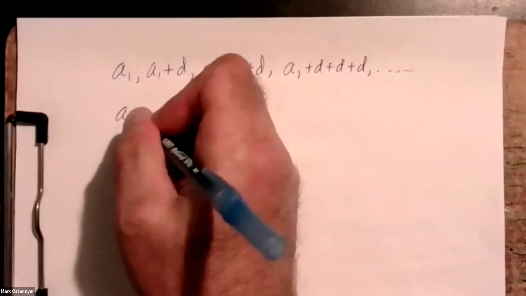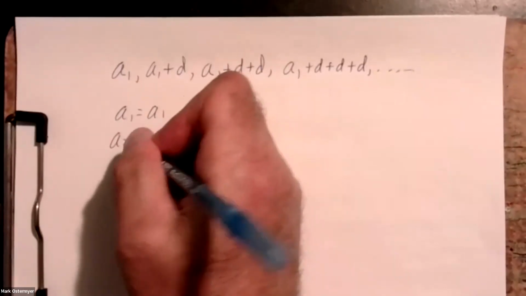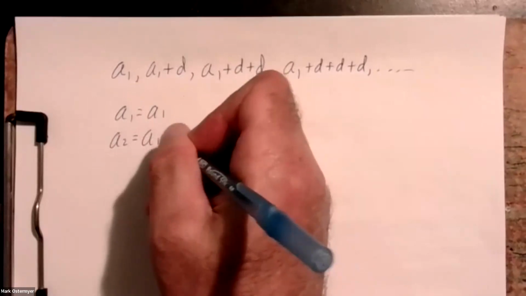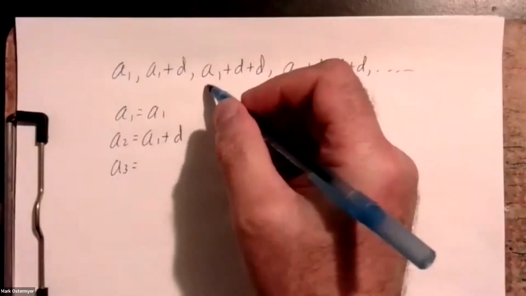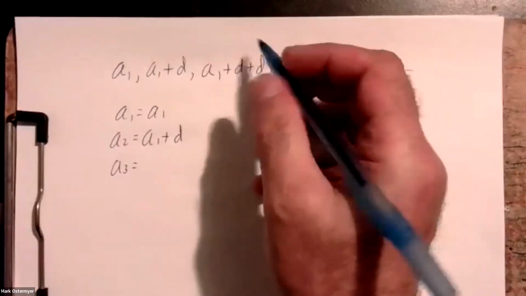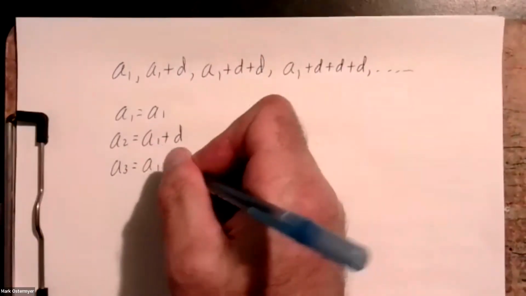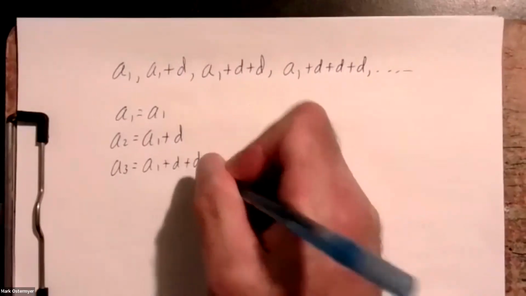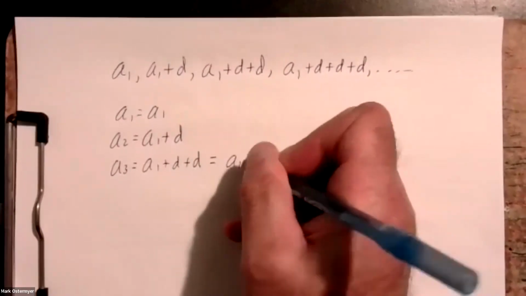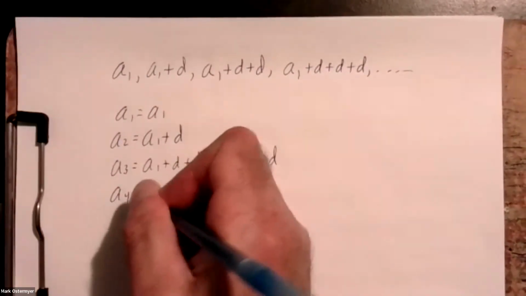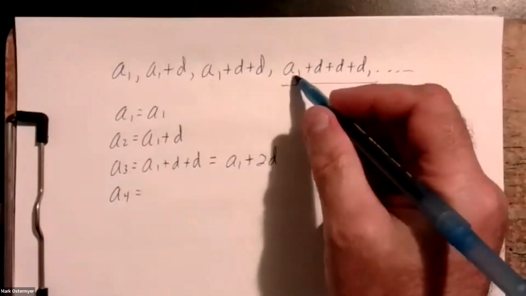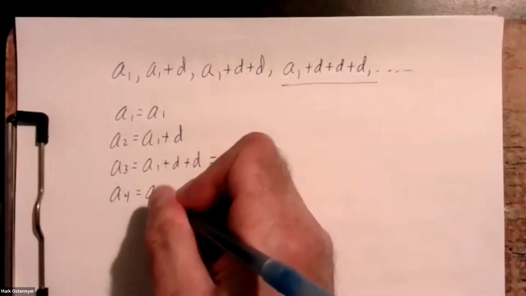All right, so the first term is the first term, A_1. The second term we see is the first term plus one common difference. The third term is A_1 plus two common differences, which is to say your first term plus 2 times your common difference. The fourth term right here is your first term plus 3 common differences.